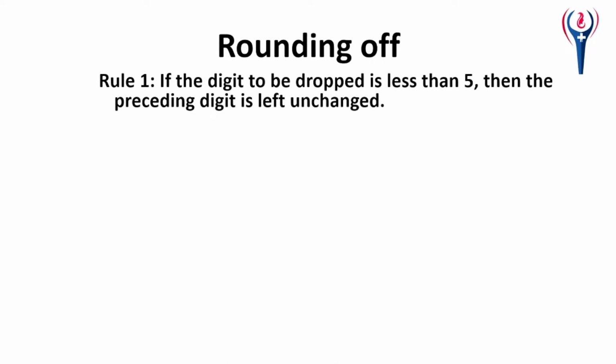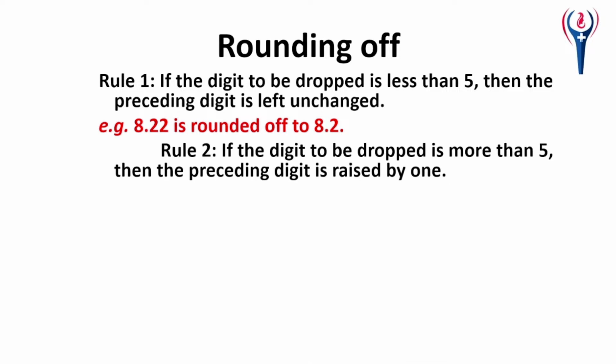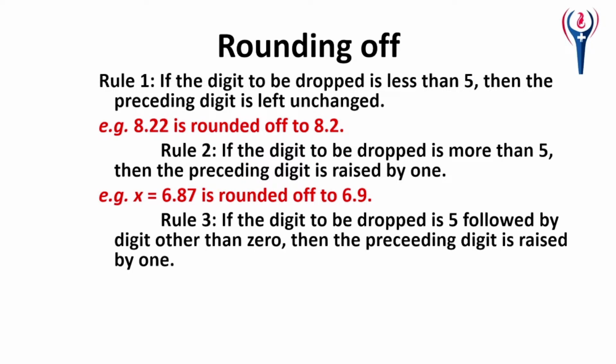Rule 1. If the digit to be dropped is less than 5, then the preceding digit is left unchanged. Example, 8.22 is rounded off as 8.2. It's less than 5, so rounded off as just 8.2. If the digit to be dropped is more than 5, then the preceding digit is raised by 1. Example, 6.87 is greater than 5, therefore 6.9. If the digit to be dropped is 5 followed by a digit other than 0, then the preceding digit is raised by 1. Example, 7.851 is rounded off to 7.9. That is, 5 is followed by other than 0, as 5.1, so it can be increased by 1 as 7.9.